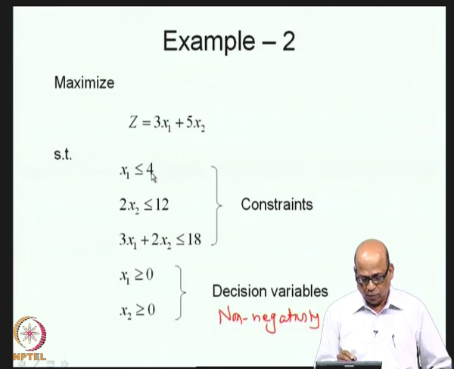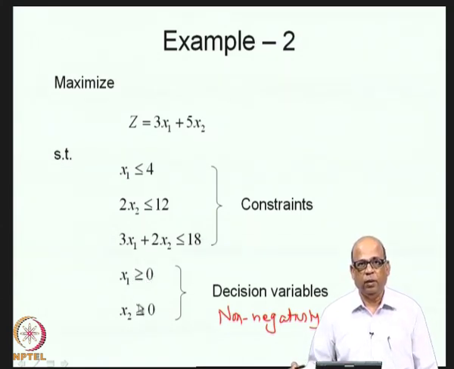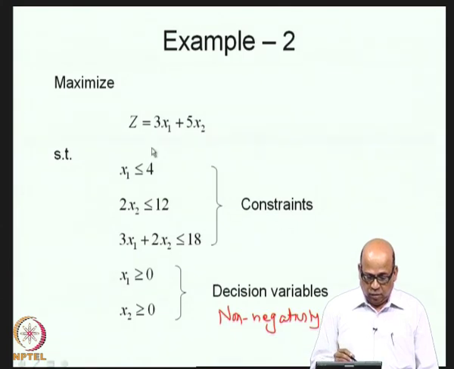x1 less than or equal to 4 is a linear function of x1. 2x2 less than or equal to 12 is a linear function of x2. 3x1 plus 2x2 less than or equal to 18 is a linear function of x1 and x2. So, all the constraints are linear functions of the decision variables x1 and x2, and additionally you have the decision variables as non-negative. So, the non-negativity conditions are stated as x1 greater than or equal to 0, x2 greater than or equal to 0.